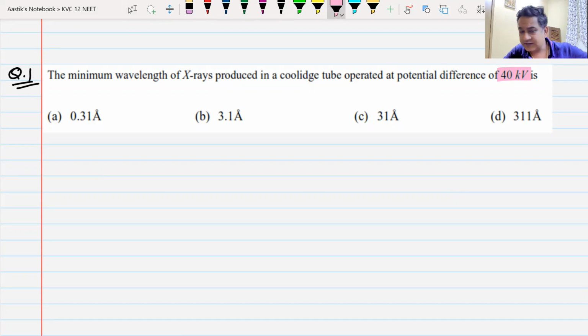For X-rays, questions in JEE Main and NEET are of the same level because questions are so simple. So whatever question can come in NEET, they can also come in JEE Mains. It's as simple as that.